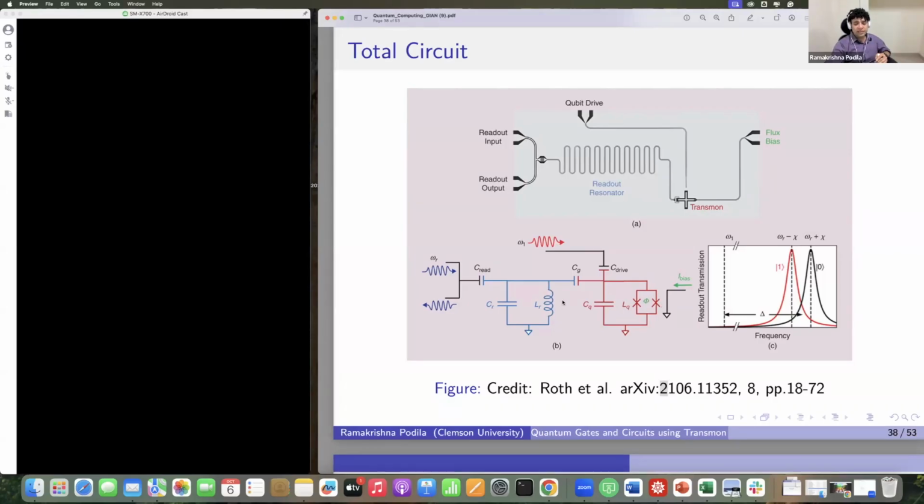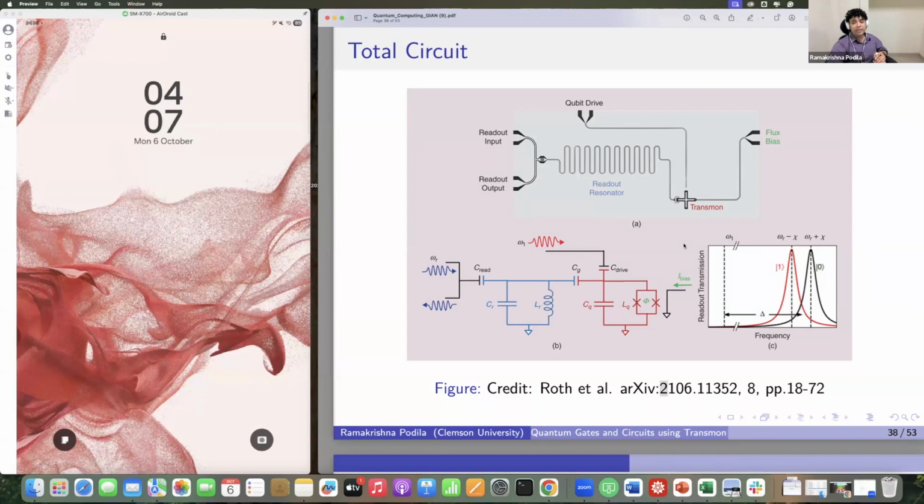And this is a resonator that is made up of some inductance and capacitance. Based on whether this is in the 0 state or 1 state, this resonator frequency would shift up or down. And so by looking at these resonator frequencies shifting up or down, we can say that the qubit is in the 0 state or in the 1 state.